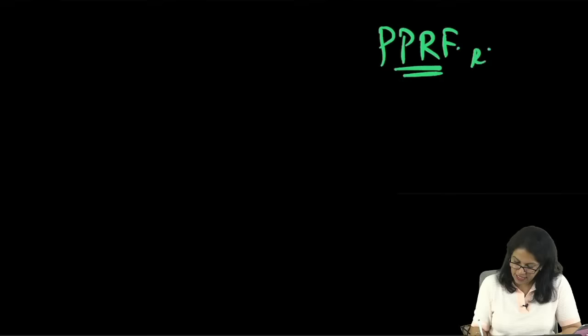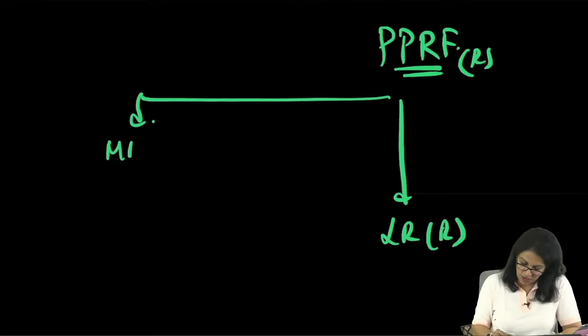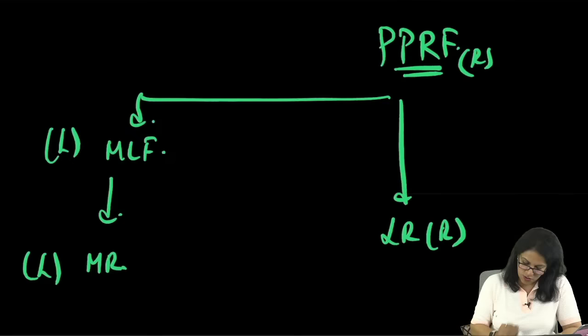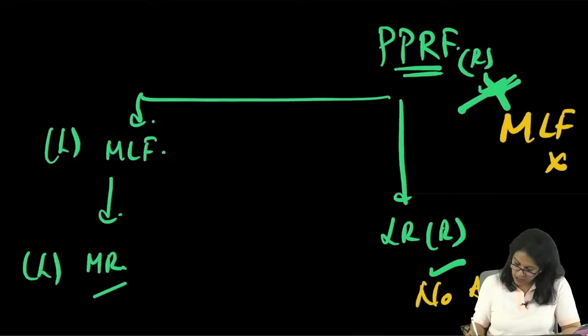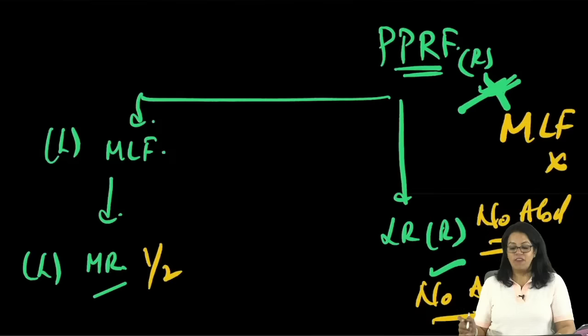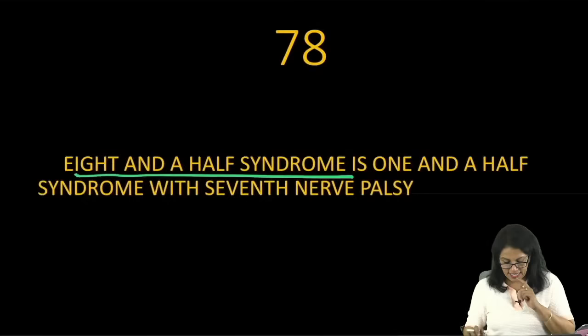This is the horizontal gaze center, suppose of the right side. It is going to manage the lateral rectus of the right side, and on the opposite side it will order the medial longitudinal fasciculus, and that will order the left-sided medial rectus. It is so simple. So when one side PPRF is gone, no abduction, no adduction. That is gone, right? But if on this side even MLF is gone, then no adduction also on this side. So no abduction, no adduction is 1.5. This is what you have to learn. One-sided PPRF lesion and MLF lesion leads to 1.5. Now, if same-sided 7th nerve is involved, same side 7th nerve palsy, this is called 8.5 syndrome.